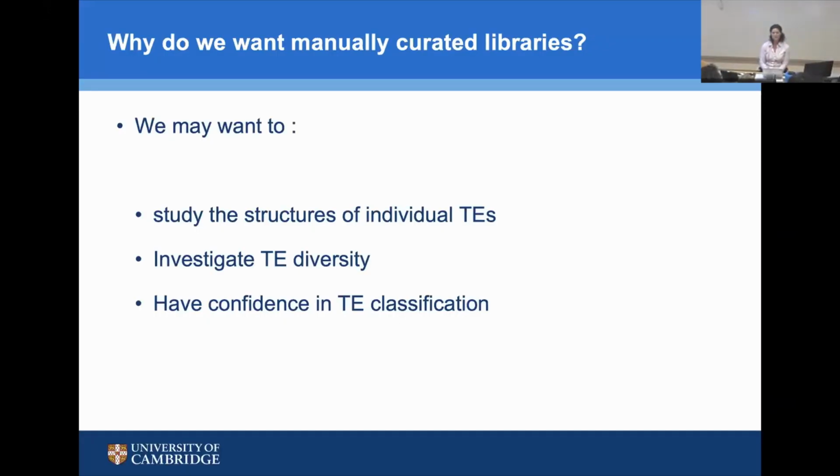So why do we want to manually curate libraries? There's fantastic work being done by all the automatic tools that we know, some of which we've shown today. But there's still a lot of interest in understanding more about the structures of these individual TEs. Sometimes these automatic methods do not achieve the full length of the TEs. We might want to really get into the nitty-gritty of the TE diversity within a given organism. And having full-length, pre-decorated, annotated libraries, we might be a little bit more confident about the TE classification. So these are the reasons why we want a manually curated library.